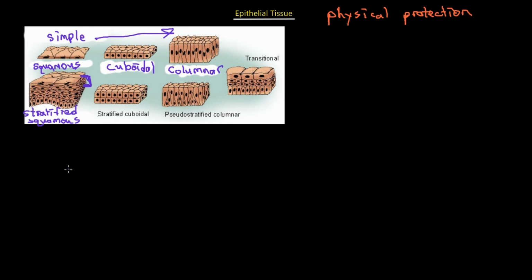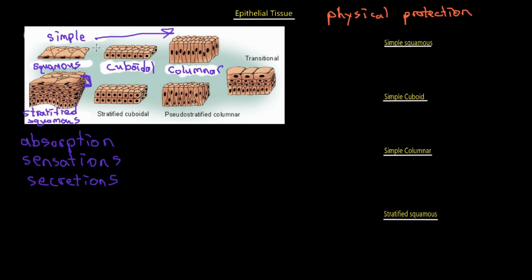Before we go into the details of what each one of these does and their main functions, where they're located, we're going to go over the rest of the functions of the epithelial tissue. So physical protection is definitely the main function, but it also functions in absorption, in sensations, and secretions. So now let's discuss all of these terms and where they're located and their specific functions.